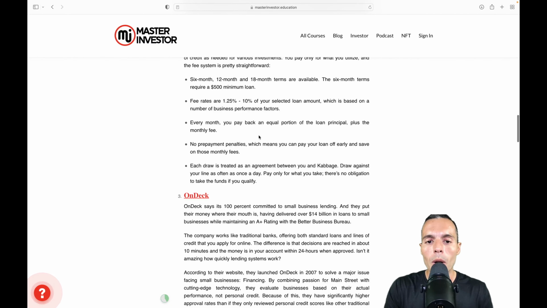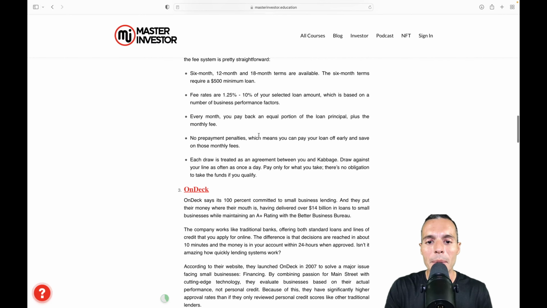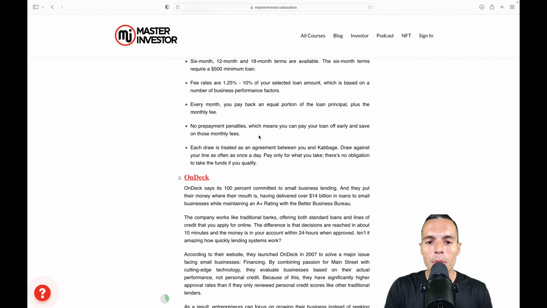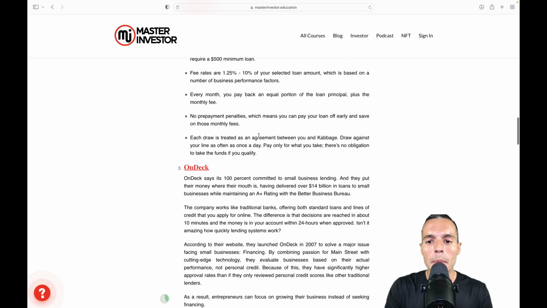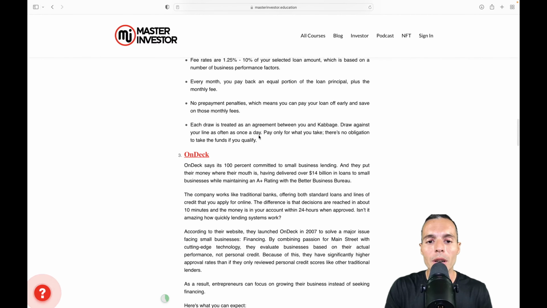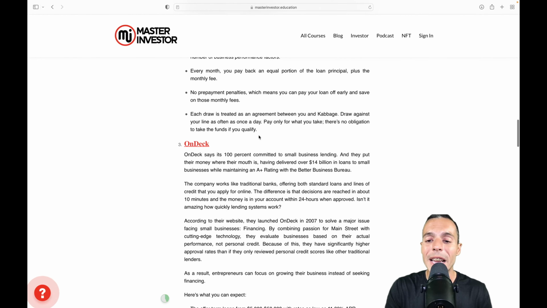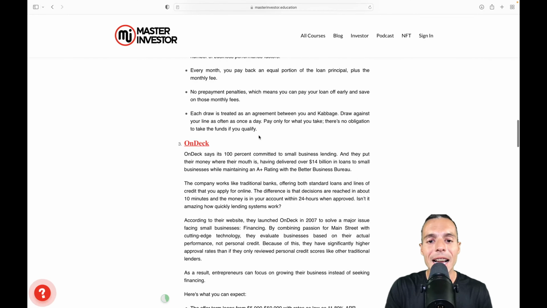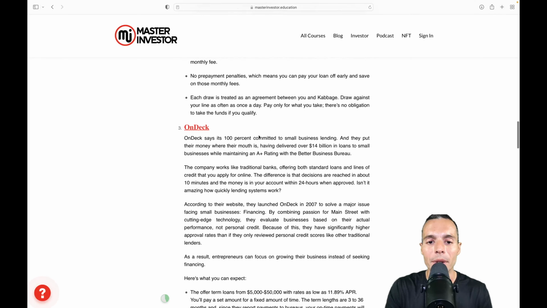Fee rates are 1.25% to 10% of your selected loan amount, which is based on a number of business performance factors. Every month you pay back an equal portion of the loan principal plus the monthly fee. No prepayment penalties, which means you can pay your loan off early and save on those monthly fees. Each draw is treated as an agreement between you and Kabbage. Draw against your line as often as once a day. Pay only for what you take. There's no obligation to take the funds if you qualify.